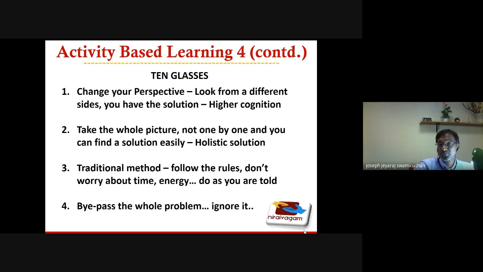First one is change your perspective, look differently, and you got a solution. Second one, look at a problem holistically and find the same solution. Traditional method, you do as you are told, you find the same solution. Finally, you don't find any solution at all. You leave it. Okay? That's the end of this activity. Have you got the point what I'm trying to tell you? That you can find a solution by using your cognition, by using different cognitive skills, and yet find the same solution. Right? Okay, good.